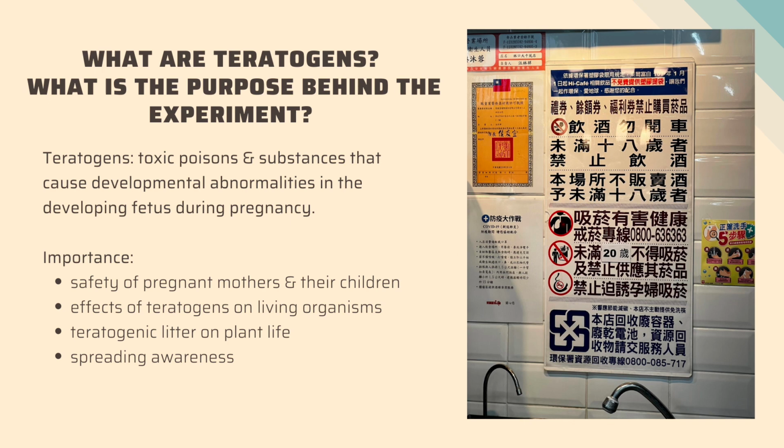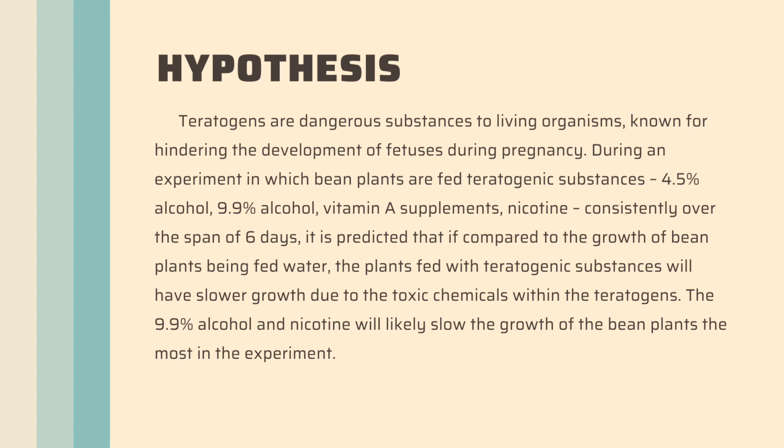We know that teratogens have their effects on pregnant mothers and their children, but I also wanted to know if there were similar impacts on plant life. So the hypothesis being tested in this experiment is that 4.5% alcohol, 9.9% alcohol, vitamin A supplements, and nicotine, which are all teratogenic substances, would have a negative impact on mung bean plants. I also predicted that the 9.9% alcohol and the nicotine would likely slow the growth of the bean plants the most.